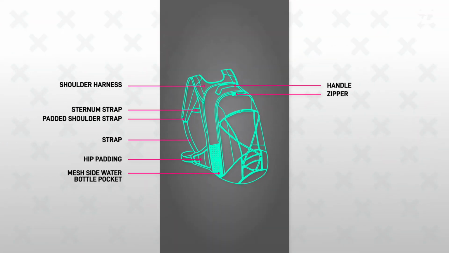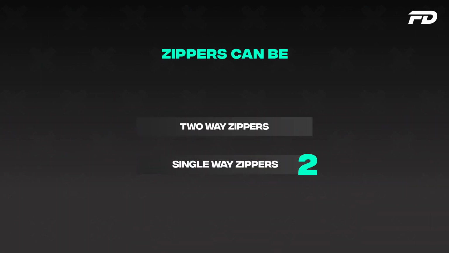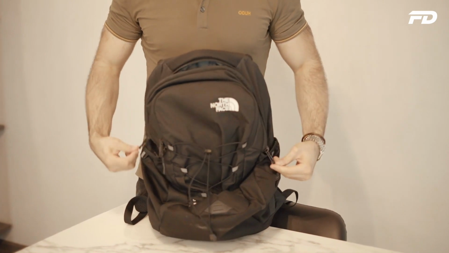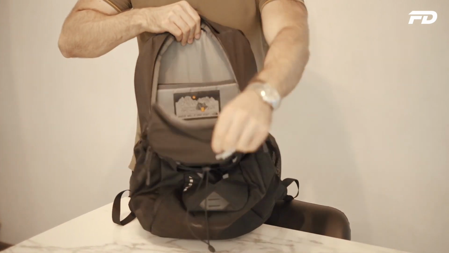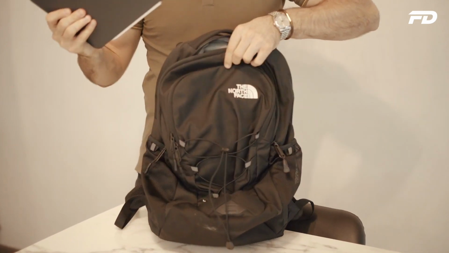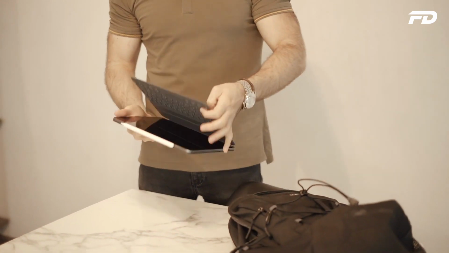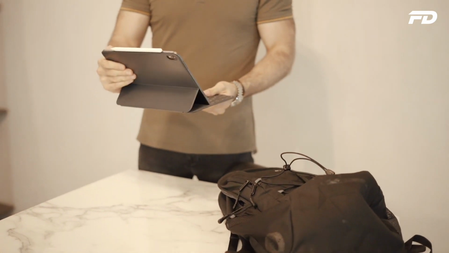In this case, we have these zippers, which are either two-way zippers or single-way zippers. On the main part of the bag, the biggest opening, it's not uncommon to see two-way zippers that give you access from both sides, and they're typically stopped at the ends, obviously. Or if you have smaller pockets, it's not uncommon to see a single zipper, but in this case, this bag has two-way zippers on both the main pocket and the smaller pocket.